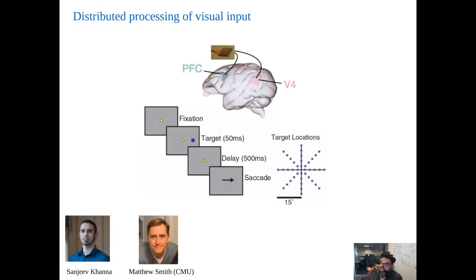The data set that's going to motivate this work is a collaboration with Matt Smith at CMU, and the data was collected by Sanjeev. They were doing a delayed match to sample task in non-human primates, where the animal had to fixate a target. One of 40 targets appeared, and then after some delay, the animal had to saccade to that target. The interesting thing about this data set is they were simultaneously recording both from visual area V4 as well as PFC during the task.